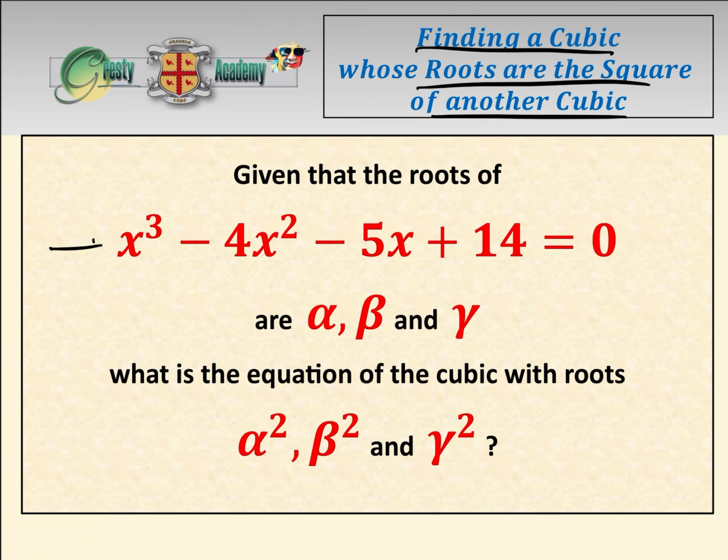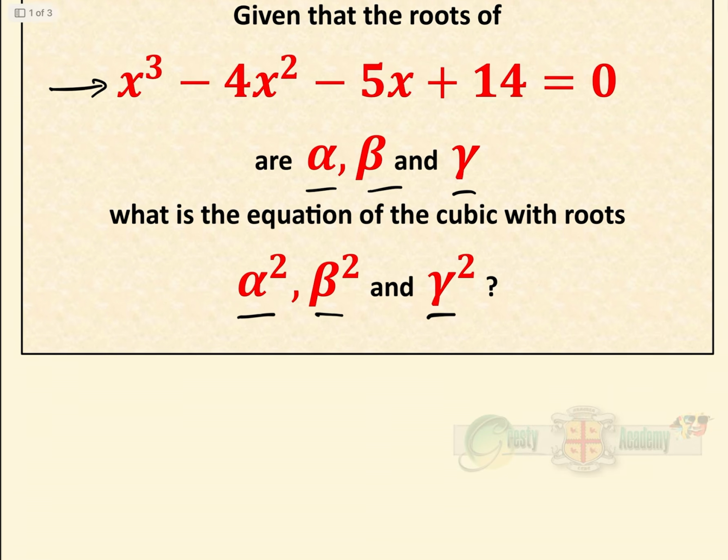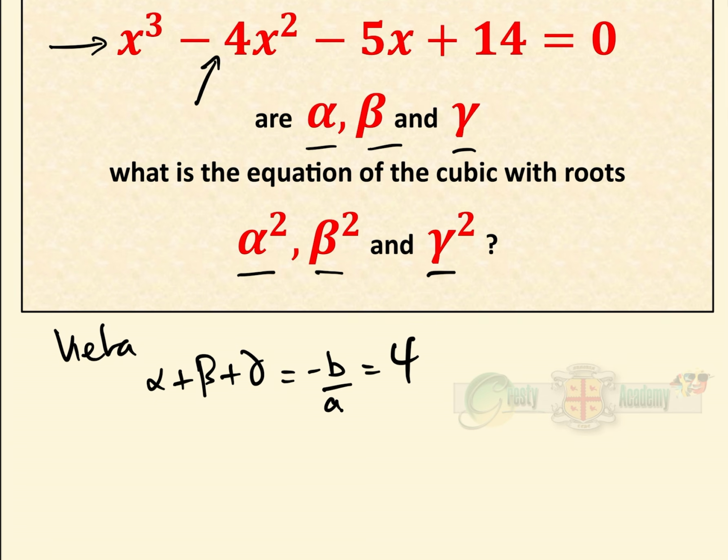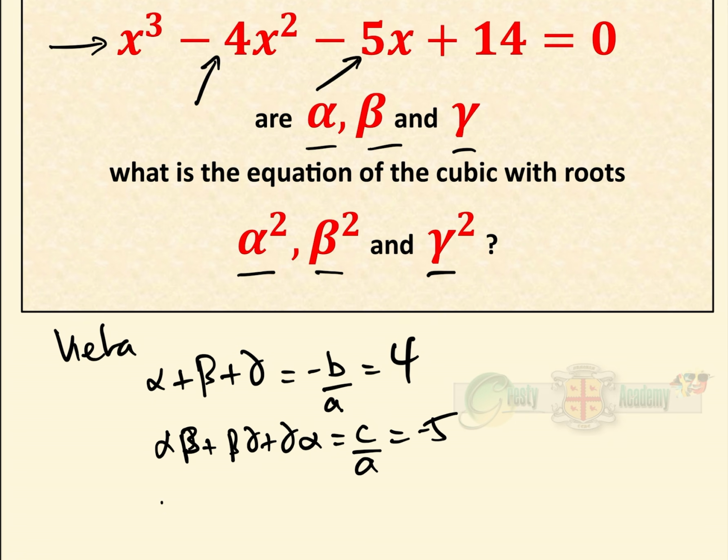So anyway, let's go. Here is the cubic. The three roots are alpha, beta and gamma, and we need to find the equation of the cubic with roots alpha squared, beta squared and gamma squared. Using Vieta's formulae, we have alpha add beta add gamma is equal to minus b over a, which equals 4. We have that alpha beta add beta gamma add gamma alpha, which is c over a, is equal to minus 5. And we have that alpha beta gamma, which is minus d over a, is equal to minus 14.